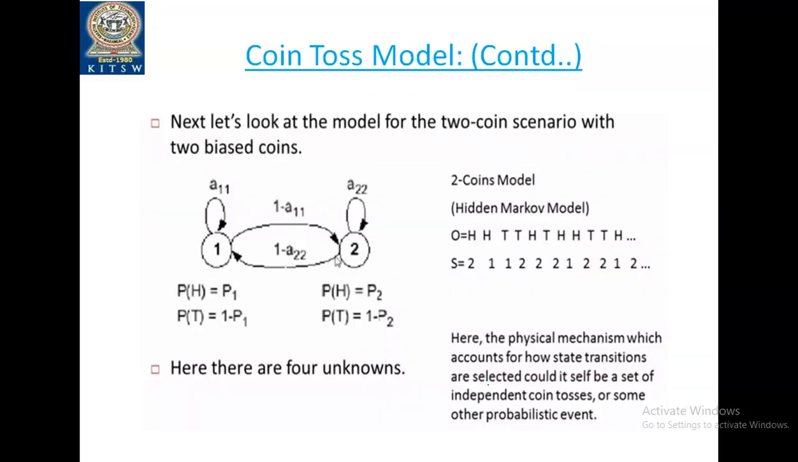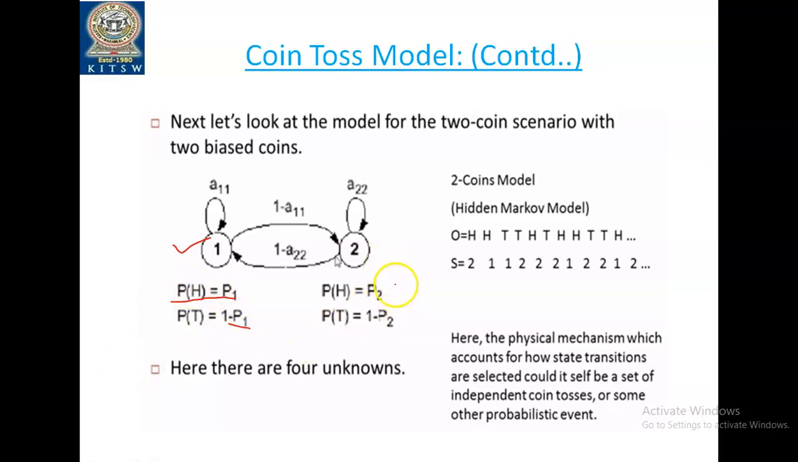Now, next let us look at the model for the 2 coin scenario with 2 biased coins. In the 2 coin model, this is state 1. For each and every state, you will get the probability P1, that is the probability of head, and 1 minus P1 is the probability of tail.